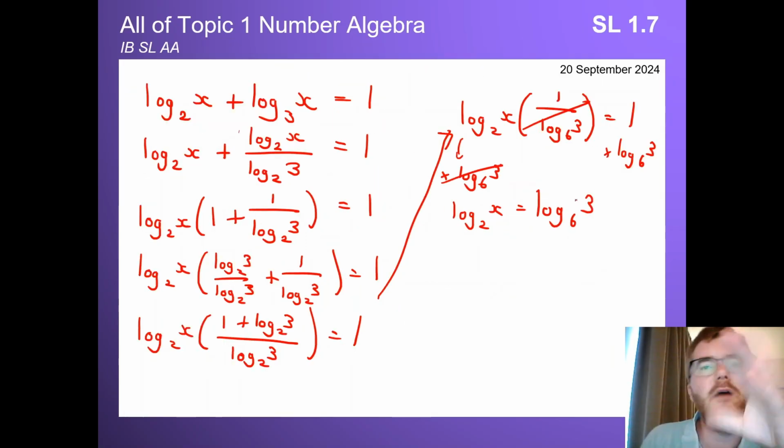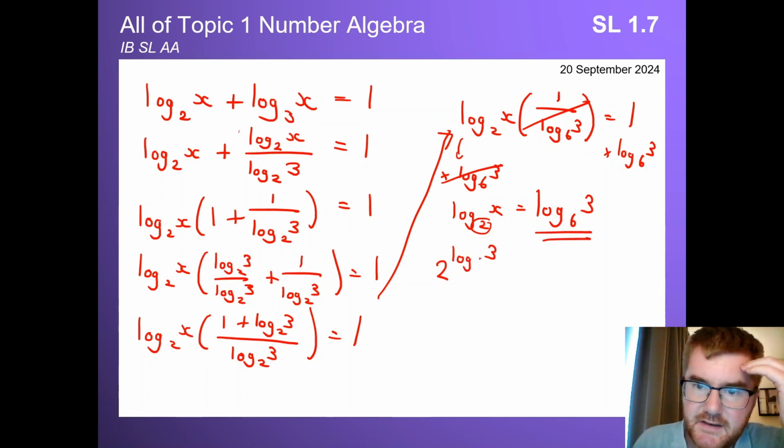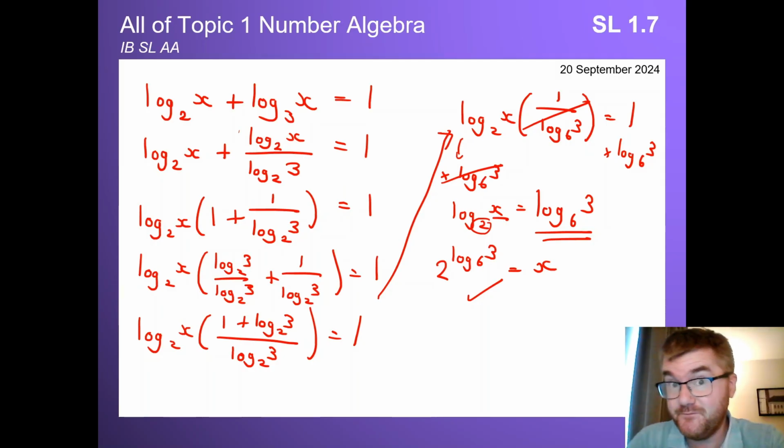And now, this is the way I generally teach this, we can just write this as an exponential statement. So notice we have 2, this is our base, to the power of whatever's on the right-hand side, so log 3 base 6, is equal to x. This is just the definition of a logarithmic statement. And notice the answer has now just dropped out and given us all 6 marks for this question.